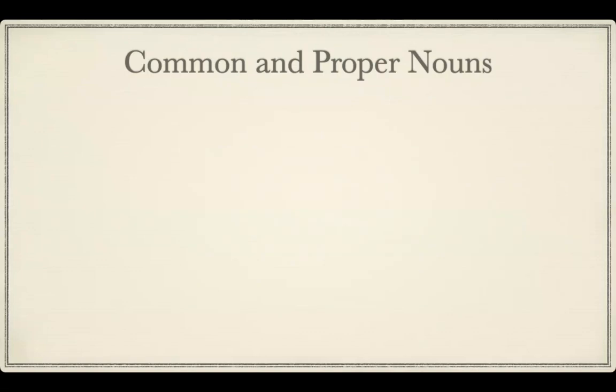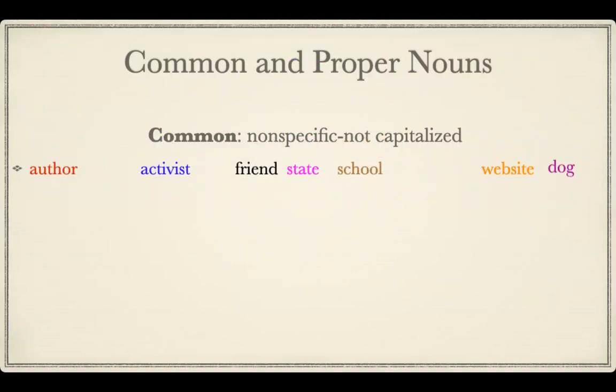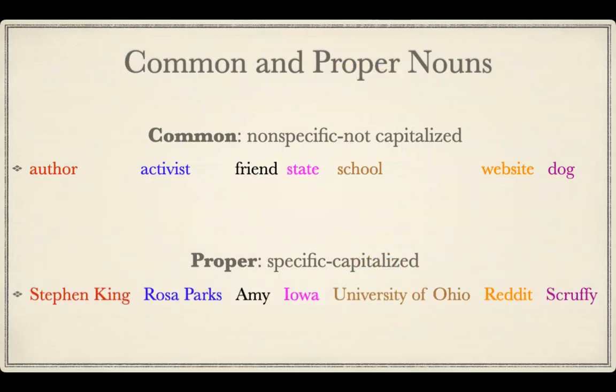Common nouns name non-specific people, places, things, events, or ideas. Because they're general, they don't start with a capital letter unless they begin a sentence. Here are a few common noun examples. Proper nouns name specific people, places, things, events, or ideas and are always capitalized. Here are a few examples of those.